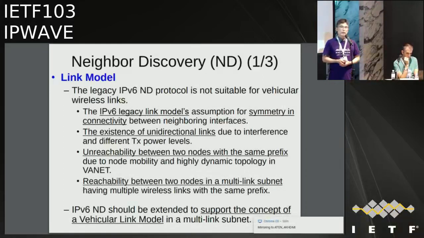And also, in the vehicular ad hoc network case, even though they are sometimes within the same subnet domain, maybe they are disconnected because of communication range, right? So in that case, we need to communicate using an RSU relay, something like that. So this is very different from the traditional IPv6 neighbor discovery protocol assumptions. So we need to clarify.